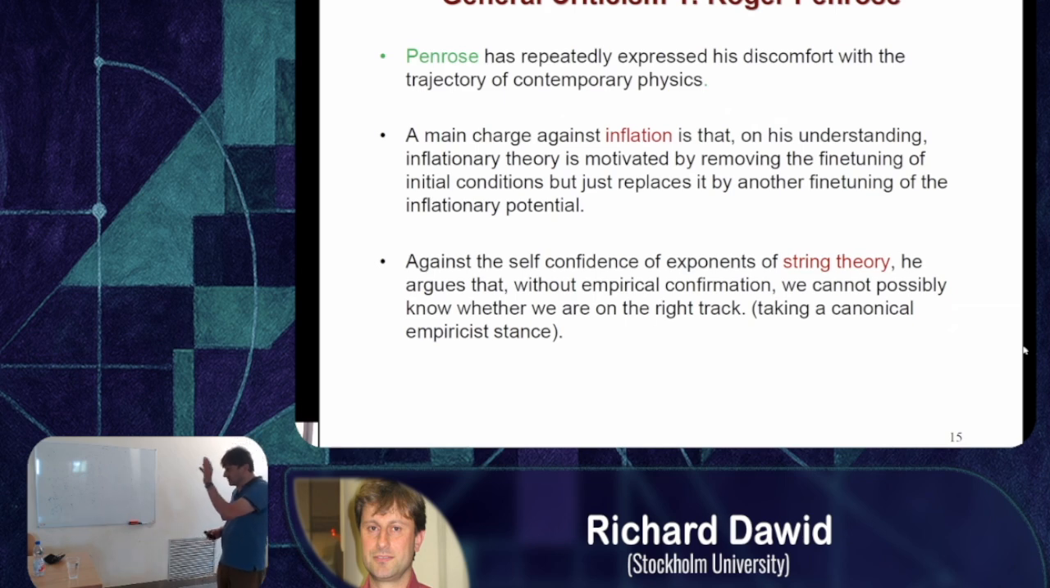I don't want to enter this debate. There are, of course, rejoinders to his position and so on, but just to flag that, he has specific lines of criticism, and he has a general line of criticism against also the self-confidence of exponents of string theory. He makes a very general empiricist point. He argues that without empirical confirmation, we cannot possibly know whether we are on the right track.